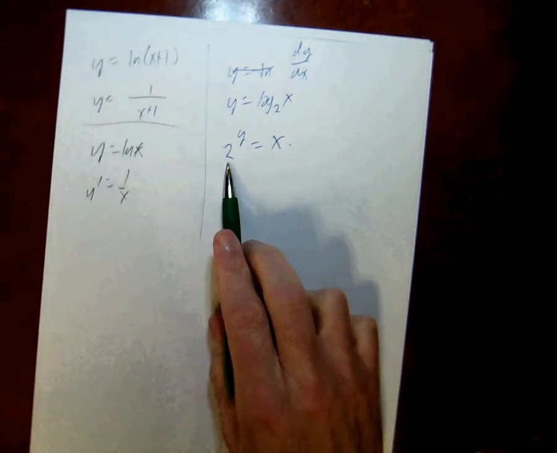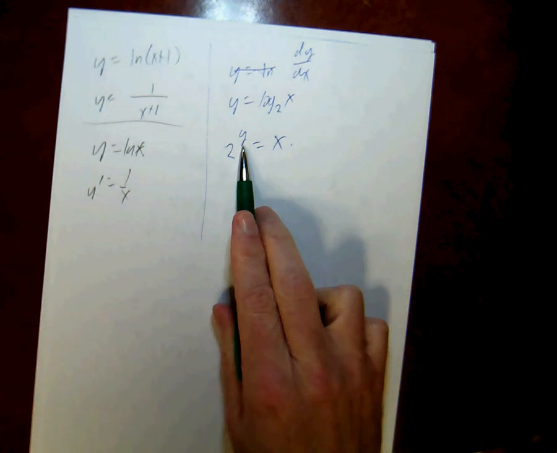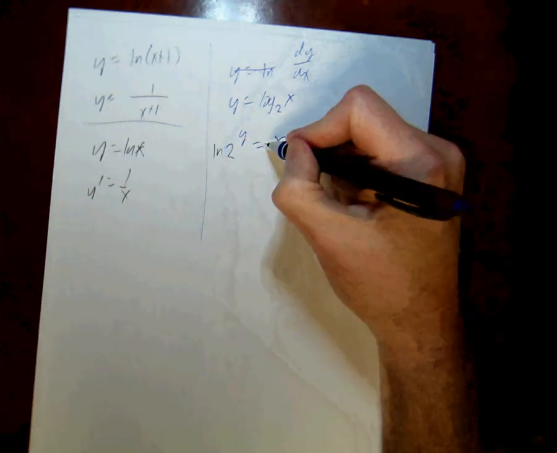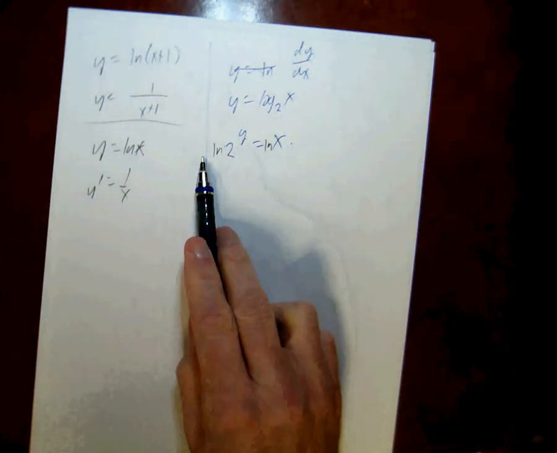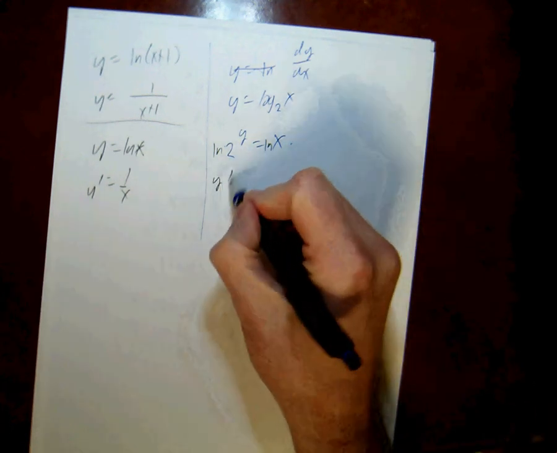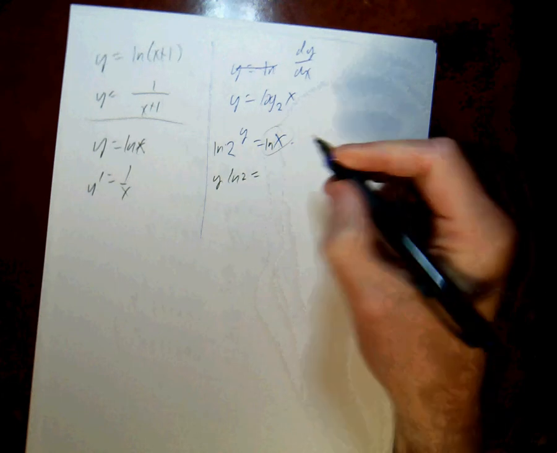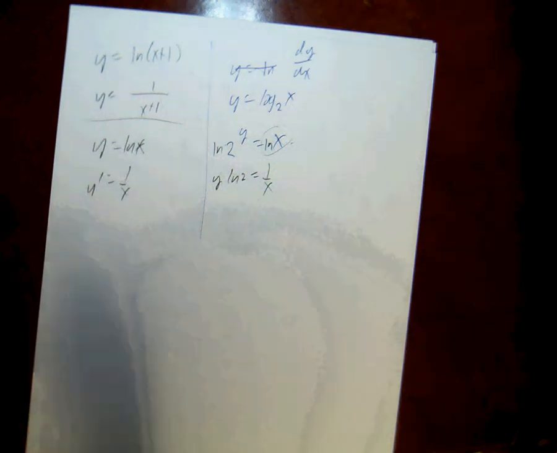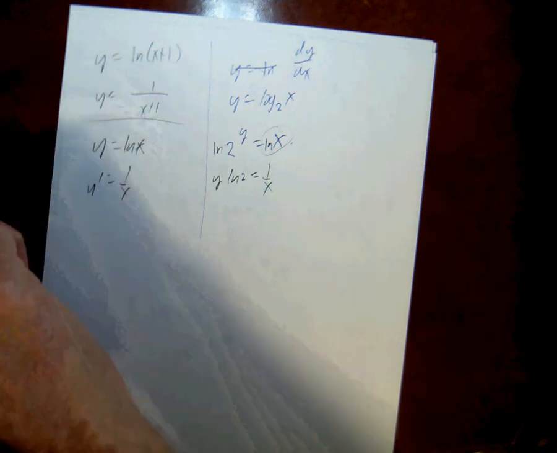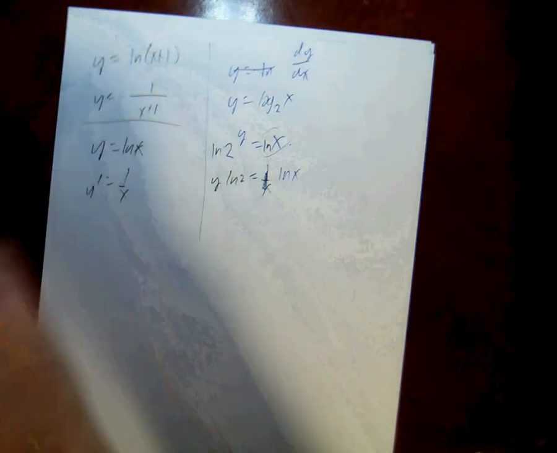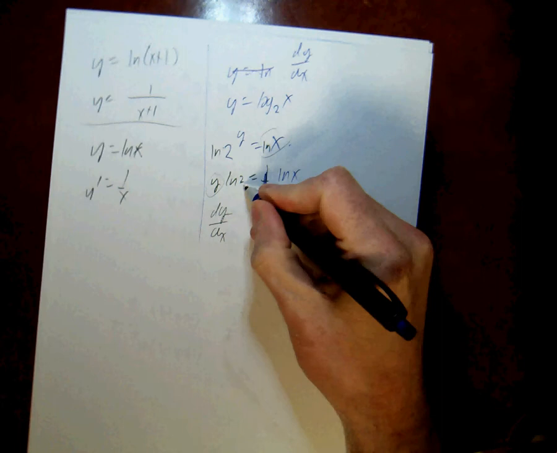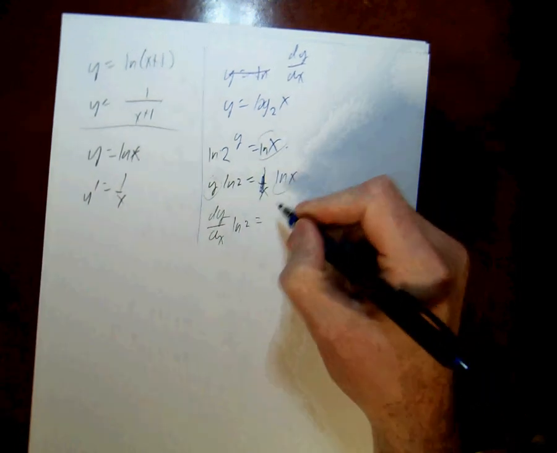Now, that looks cleaner, but I don't know how to handle it because I have a variable in the exponent. So what do I do? Well, I take natural log of both sides because natural log lets me bring the exponent down in front. So I end up with y times natural log of 2 is equal to natural log of x. Oh, whoops, I didn't take the derivative yet. And so now I take the derivative of both sides, so the derivative of y gives me dy/dx times natural log of 2, and the derivative of natural log of x gives me 1 over x.